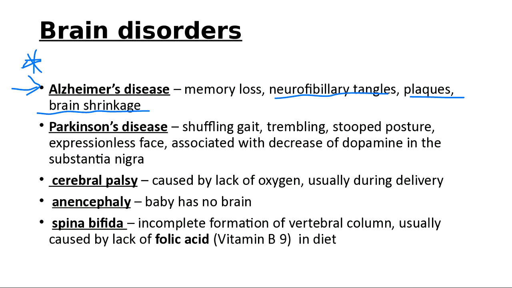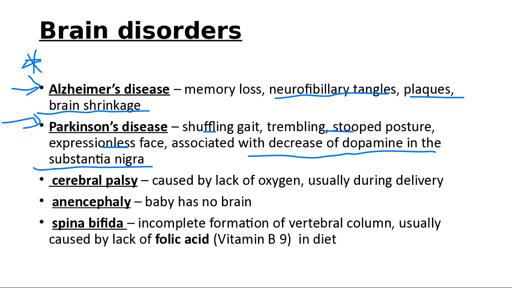Parkinson's disease: they have a shuffling gait, trembling, stooped posture, expressionless face, and it's associated with a decrease of dopamine in the substantia nigra. It is treated with a drug called levodopa. Dopamine won't cross the blood-brain barrier, but levodopa will cross the blood-brain barrier and increase the dopamine available to the Parkinson patient.